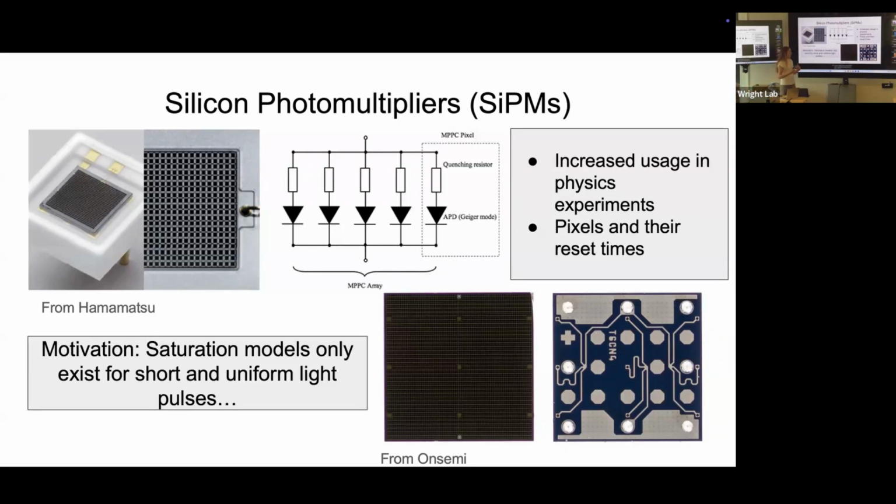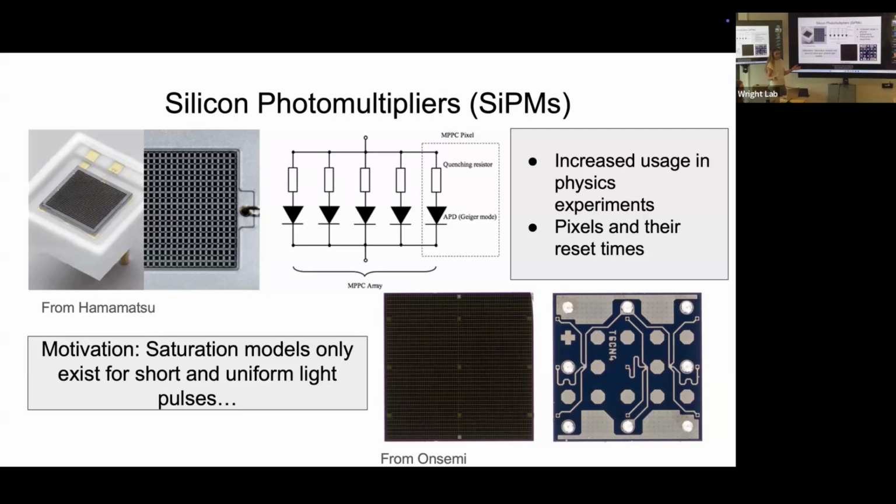This time interval, I'll be calling the reset time, and these mini photon detectors are what I like to call pixels. It's also important to note that the SiPMs are in Geiger mode, meaning they're biased at a point where one photon hits them and the same output signal will be given.